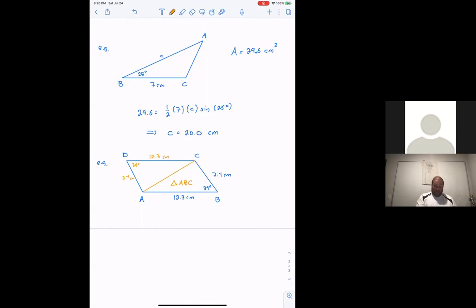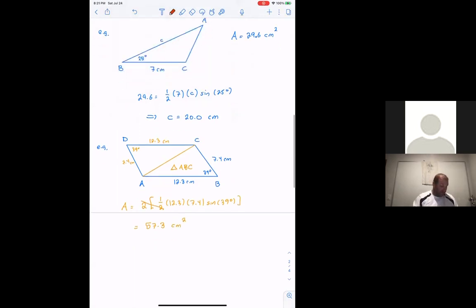And therefore, the total area is twice of 1/2 first side, second side, sine of the sandwiched angle. The 2 and the 1/2, of course, cancel. If I was doing this myself, I wouldn't even write it, but it's nice to see it. So 12.3 times 7.4 times sine of 39 degrees. And since we're not given sig figs, we will use 3, 57.3. And we're using centimeters and we want an area, so centimeters squared. Hopefully that is reasonable.